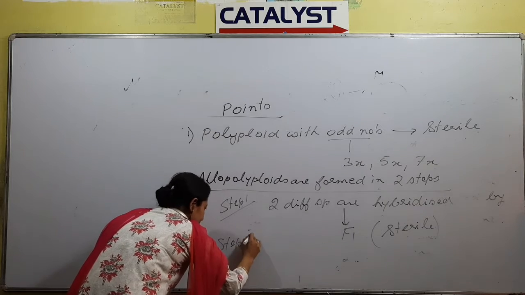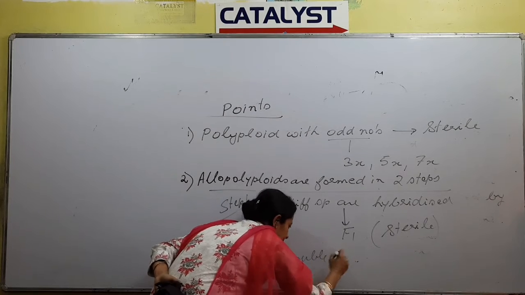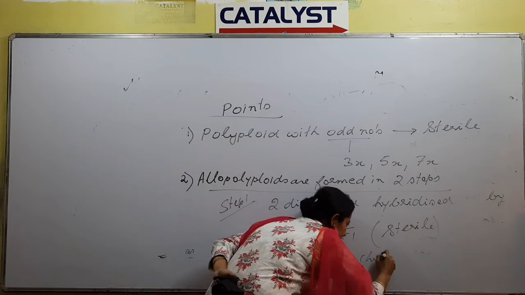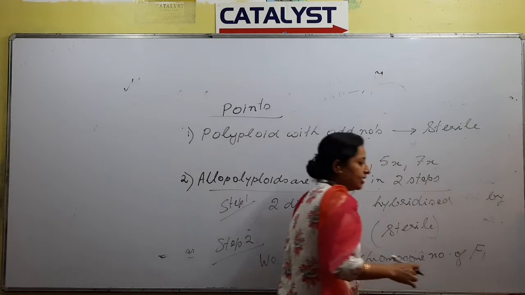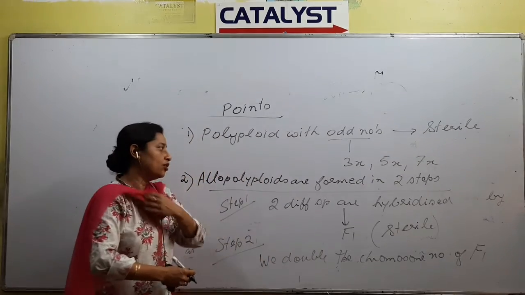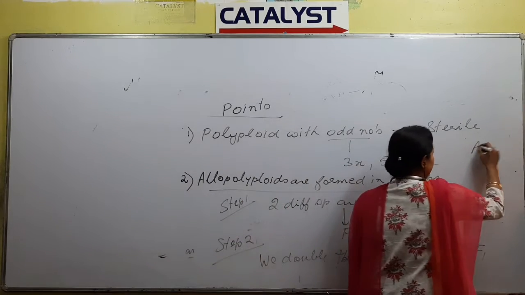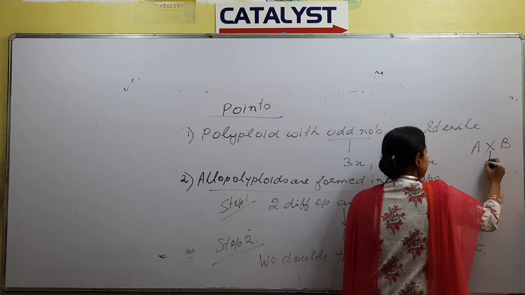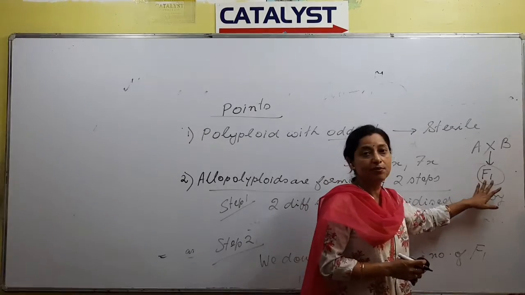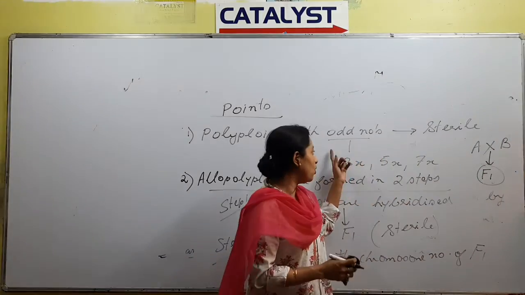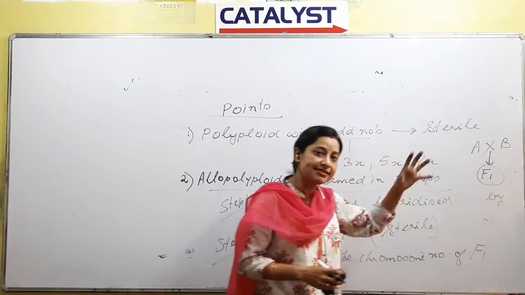Step 2 is that we double the chromosome number of F1, right? So this is a way to show how you go for allopolyploids. We take two different species, for example A and B, right? We cross A and B and the offspring produced we call the F1 generation, right? This F1 generation will become sterile because we know that odd polyploids are always sterile. So to make it fertile, that is the second step we are discussing.